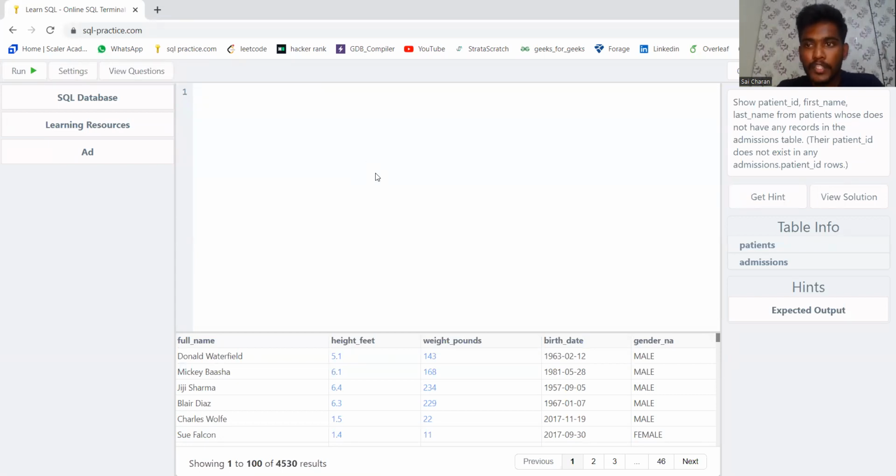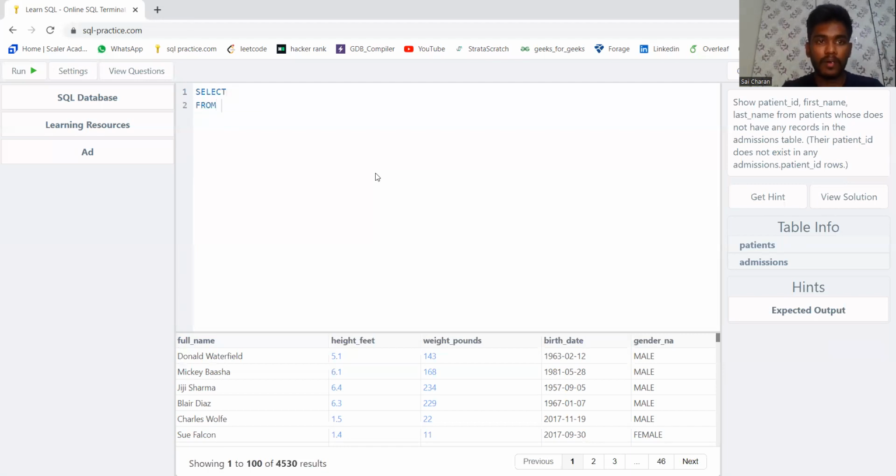Now show patient ID, first name, last name from patients who do not have any records in the admission table. So the patients are simply not admitted. How can we find this? As I said many times, if we have two different tables, we can solve this question by means of a subquery as well as joins. Today I will help you with the subquery method and you try it with joins. Please type the joins query in the comment section. So let's start solving this.